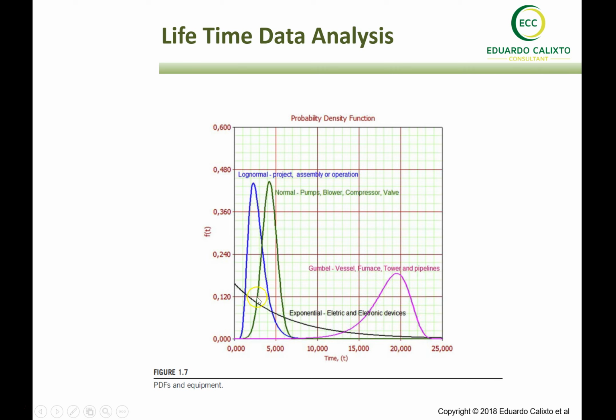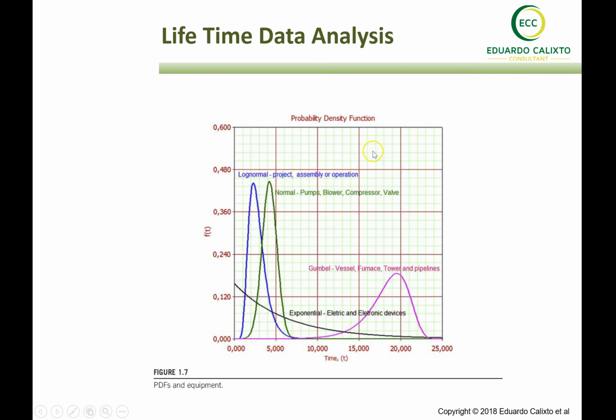But you can also have some project mistakes in assembling or mistakes in operation that trigger failures in the early life phase, which are represented by the log normal PDF. So the main objective of the lifetime data analysis concerning the run model is to define what kind of behavior pattern the equipment has, based on the data that we are collecting in the field, in order to represent the behavior of such equipment or components in the simulation and get the results.